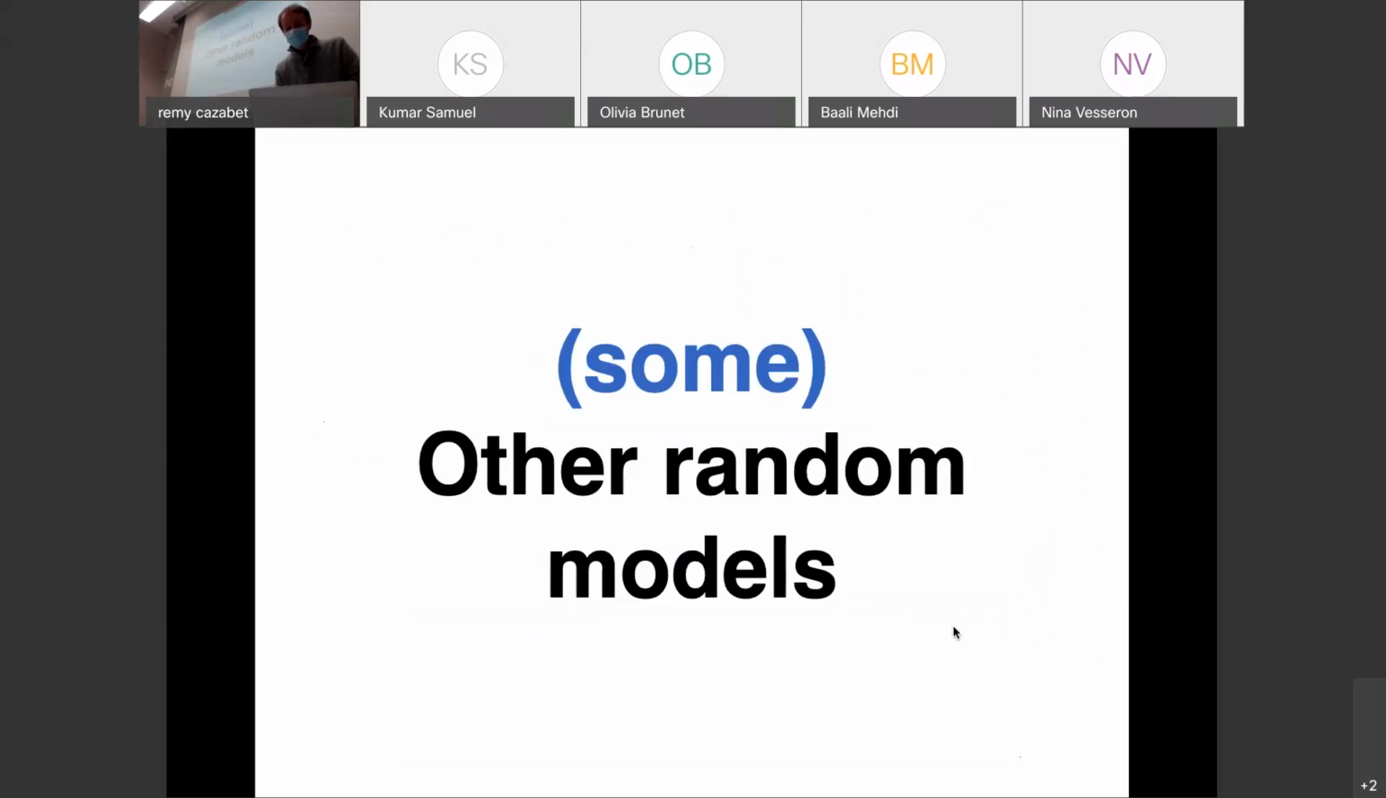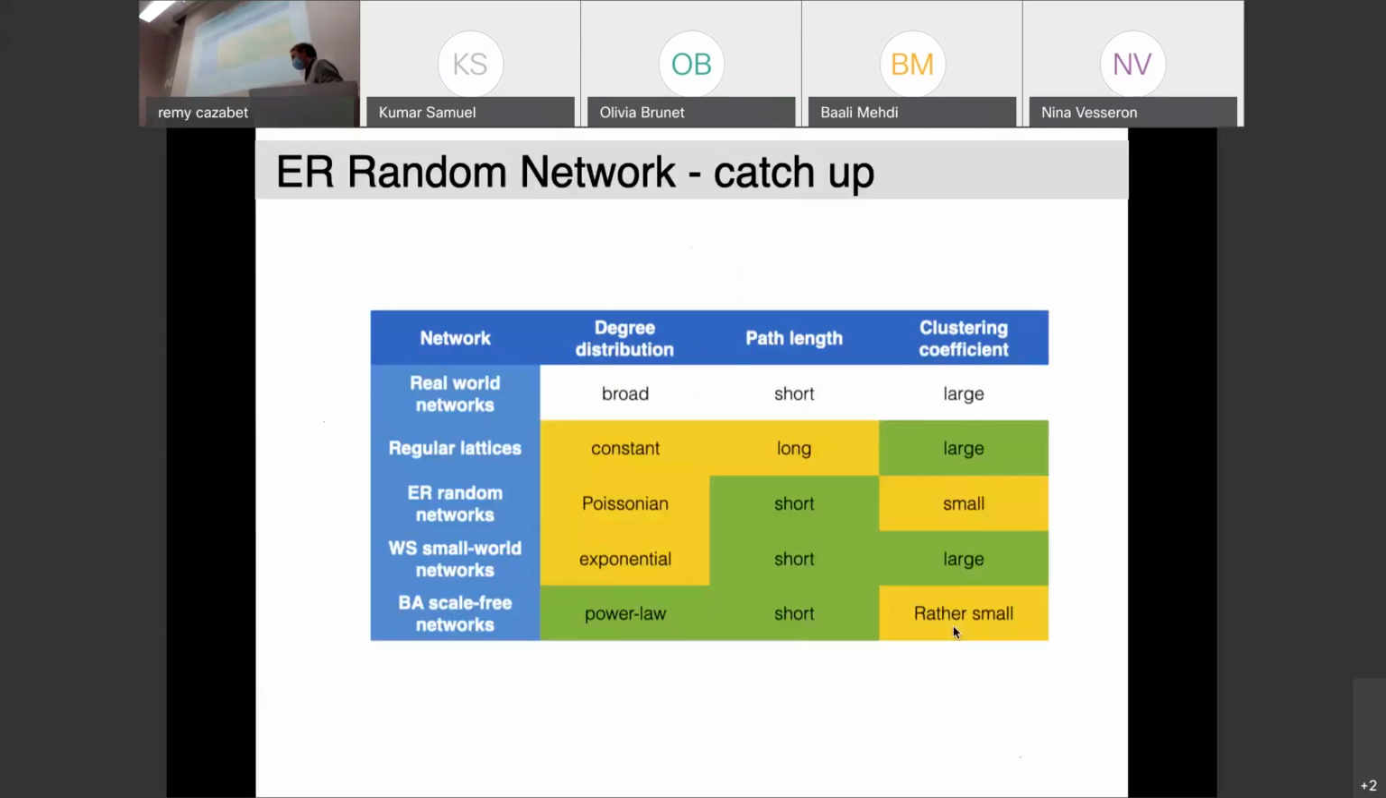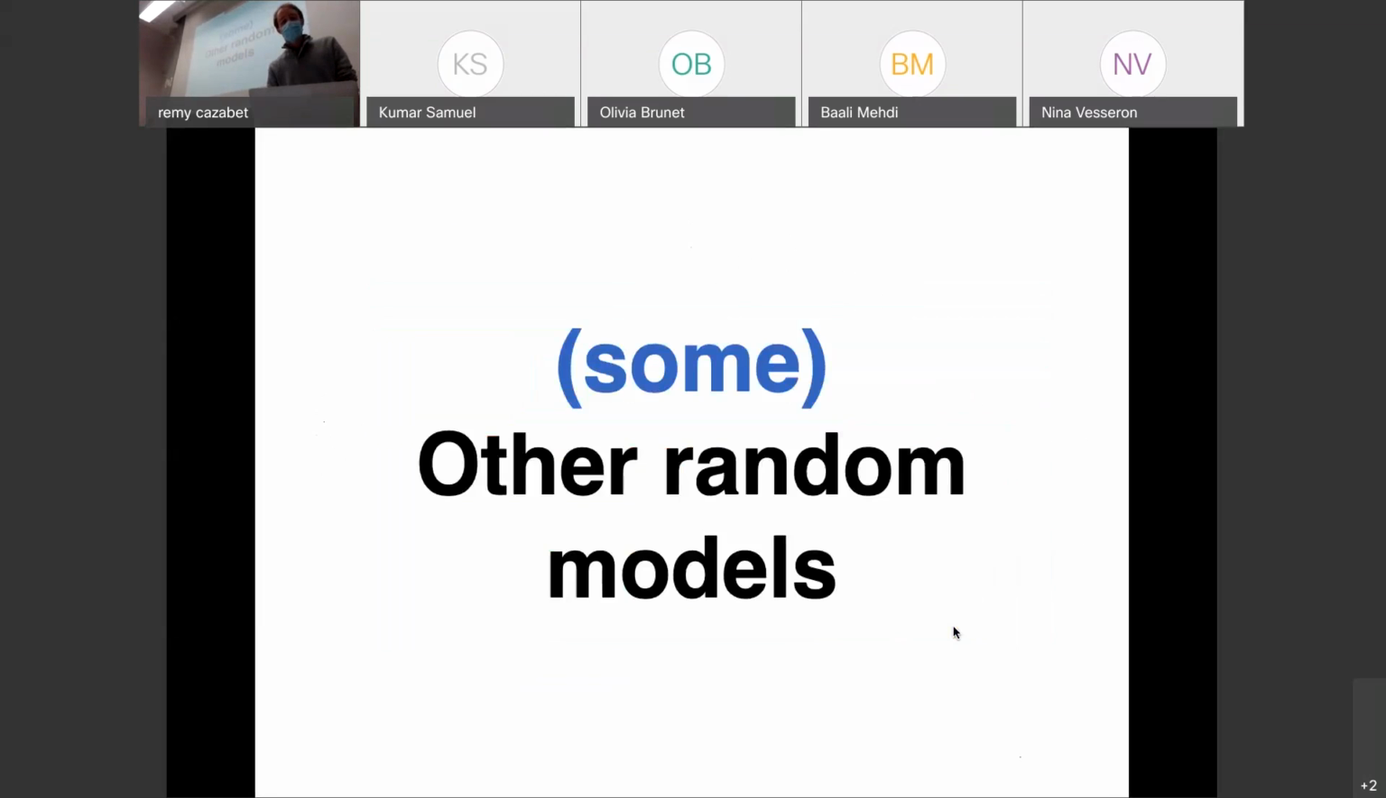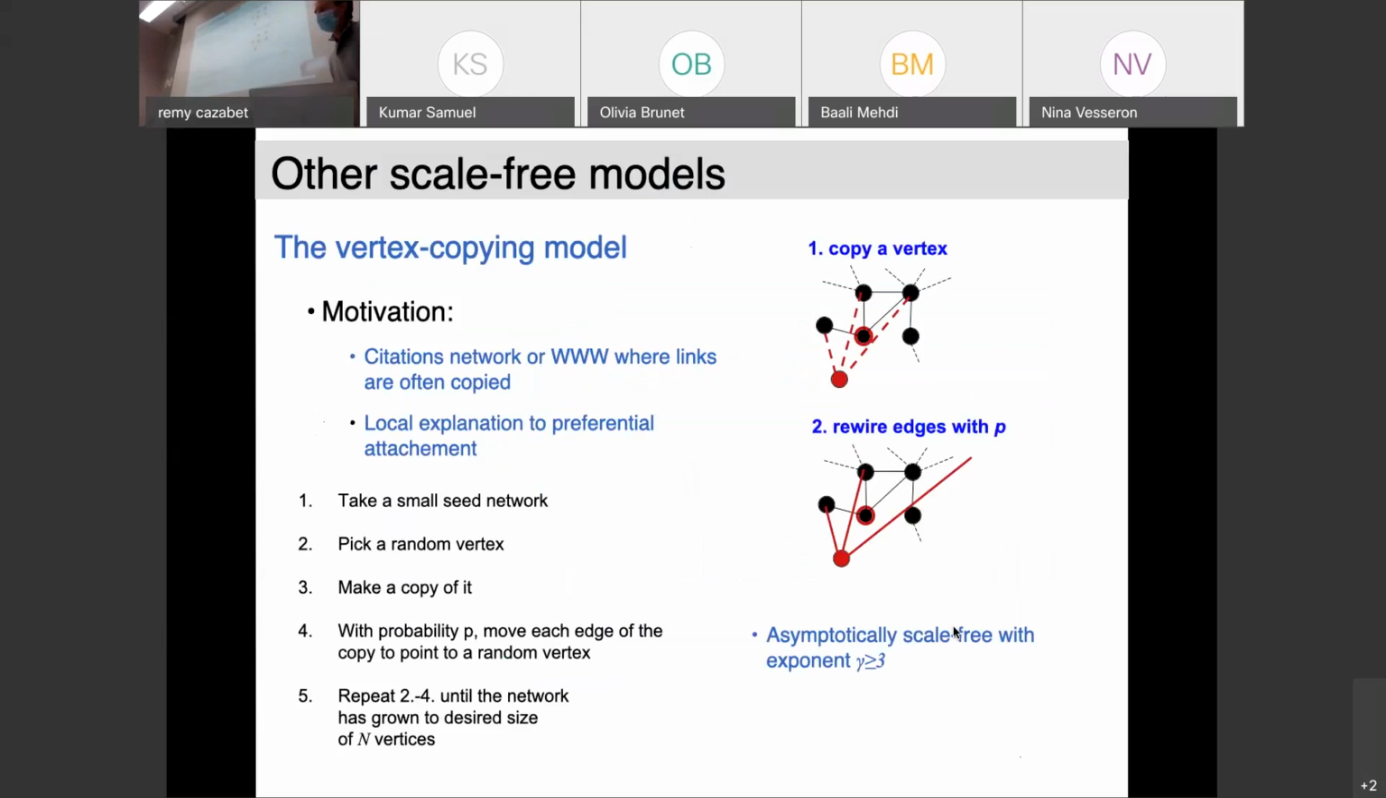So just to finish, there are of course a lot of other random networks that have been proposed. I won't present them in detail here, but just so that you know them, they are much less famous, obviously. One of them, for instance, is the vertex copying model. The idea is very simple. Like in the Barabási model, you add nodes one after the other.